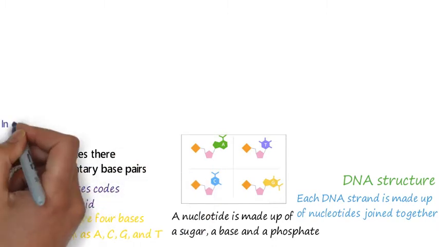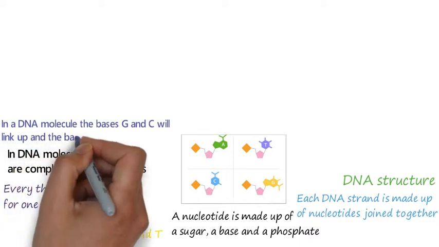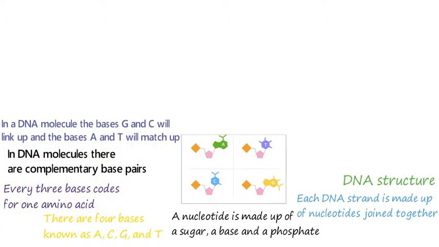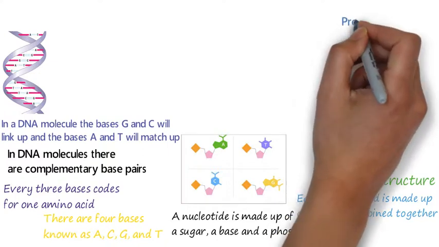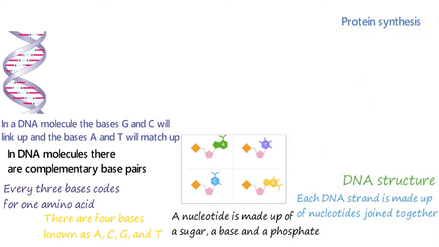In DNA molecules, there are complementary base pairs. These are pairs which are complementary to each other. In other words, in a DNA molecule, which is made up of 2 strands remember, the G and C will link up and the bases A and T will match up. This matching up of bases is important to how DNA functions.